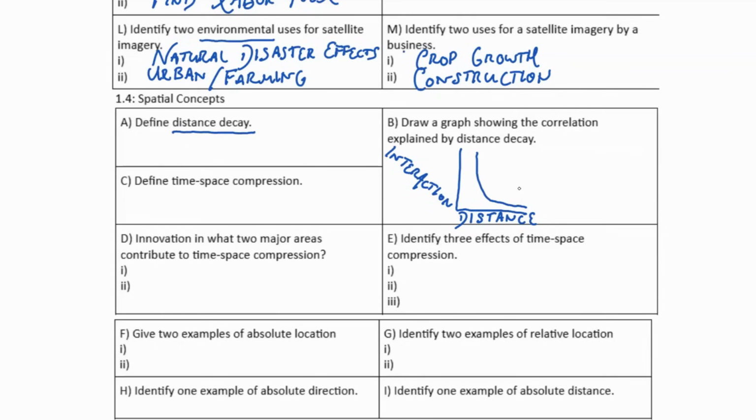Now we have this concept known as time-space compression. Essentially, the world feels smaller. The world feels compressed.